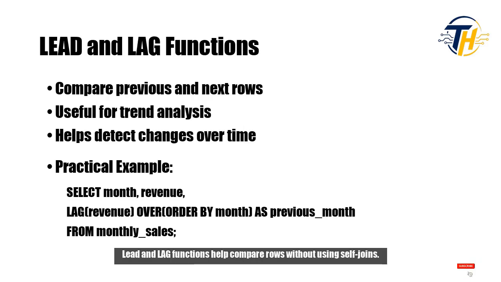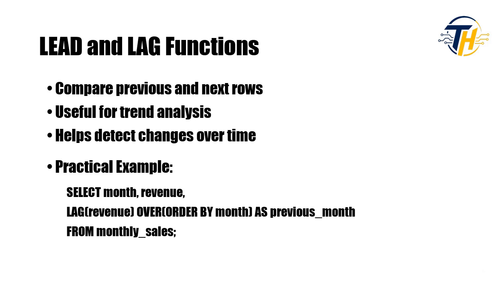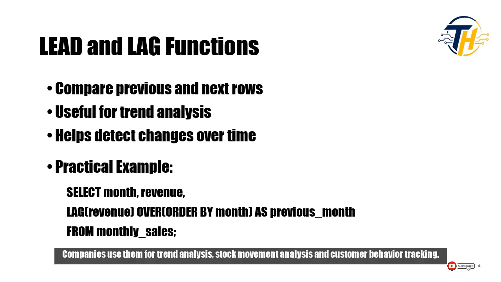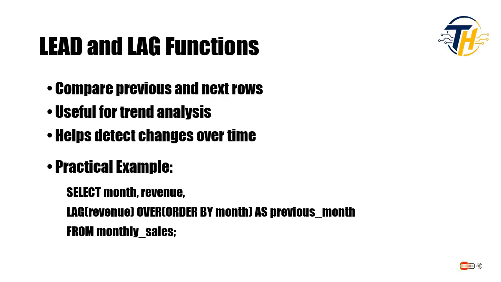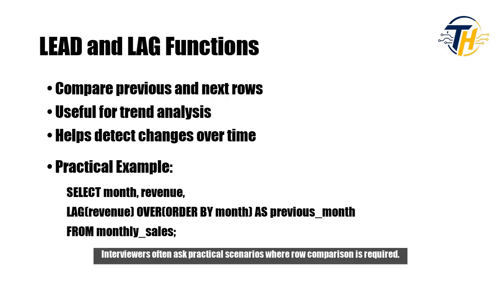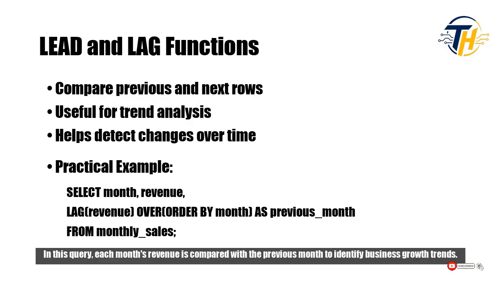Lead and LAG functions help compare rows without using self-joins. LAG accesses previous row values, while lead accesses future row values. Companies use them for trend analysis, stock movement analysis, and customer behavior tracking. Interviewers often ask practical scenarios where row comparison is required. In this query, each month's revenue is compared with the previous month to identify business growth trends.